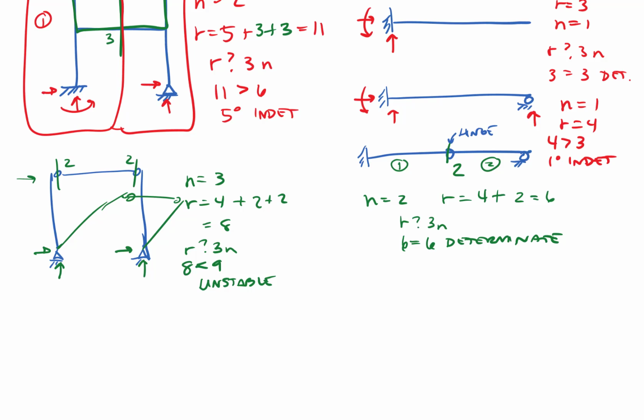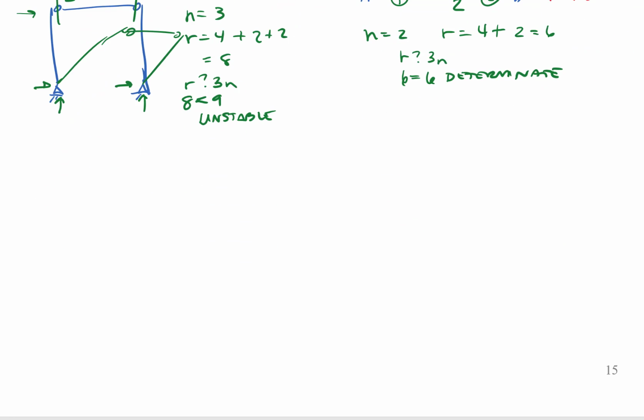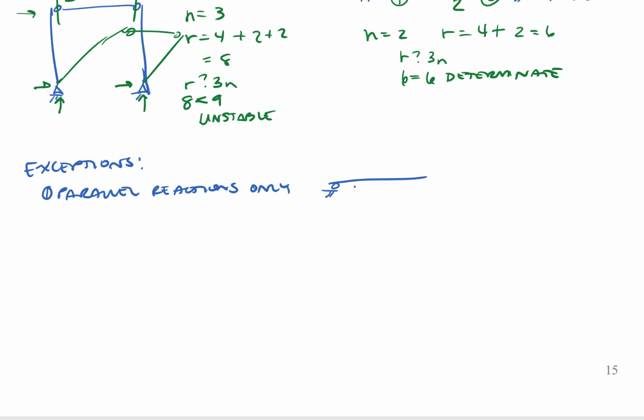So there's some exceptions to our equations, just like we saw with the truss. If we have parallel reactions only, like the truss skateboard, right here we have 3 reactions, 1 piece, we would have 3 equal to 3, but this is unstable because we have rigid body motion. So anytime you only see parallel reactions, you can have rigid body motion. The structure is unstable regardless of what the equation tells you.